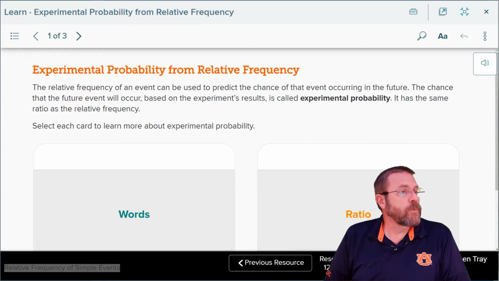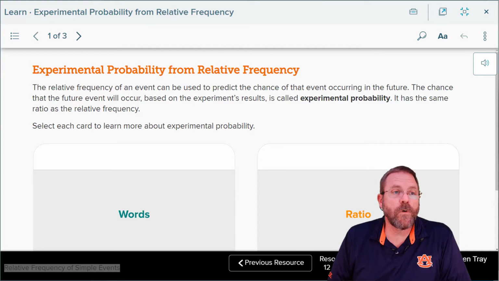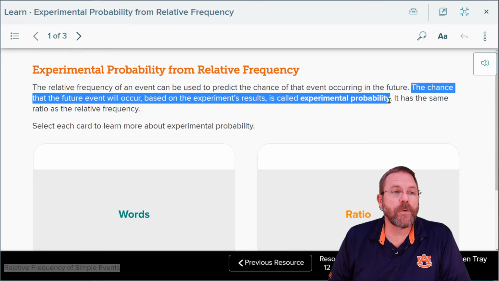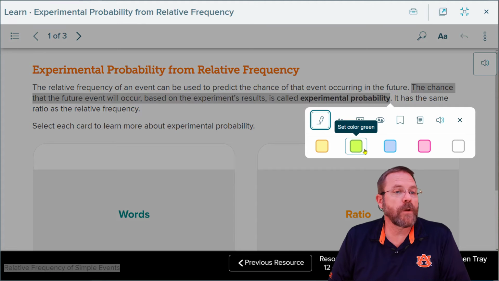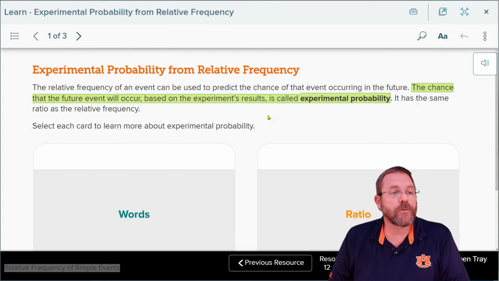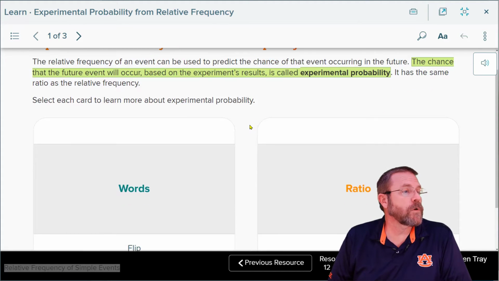A relative frequency of an event can be useful to predict the chance an event occurs in the future. The chance the future event will occur is based on the experiment's result, and that's called your experimental probability. Another vocab word. Lots of vocab words in this lesson. It has the same ratio as the relative frequency. So your experimental probability is going to be the same as your relative frequency according to this.